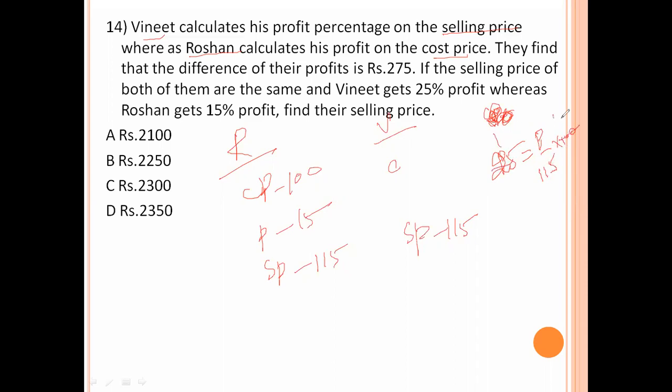Profit percentage equals profit by selling price into 100. Selling price is 115. So the profit is 25 times 115 divided by 100, which is 28.75. This is the profit.